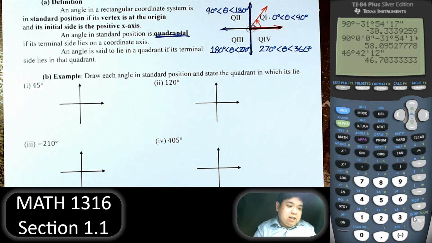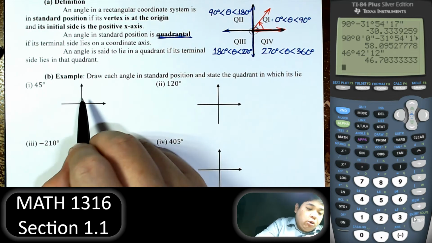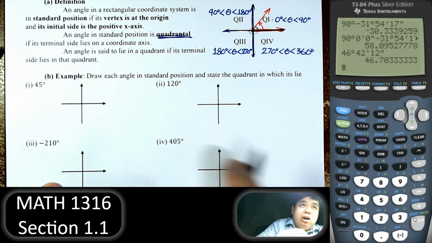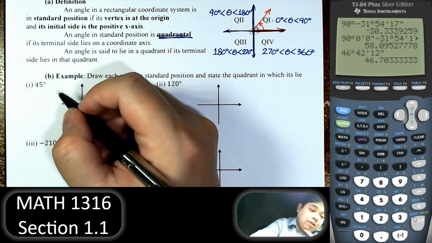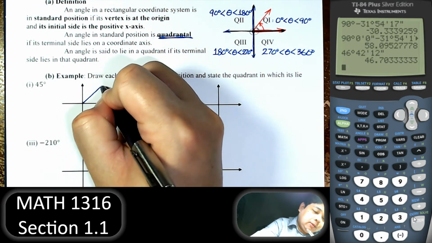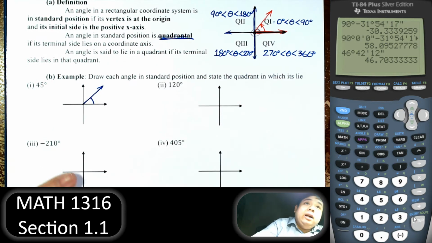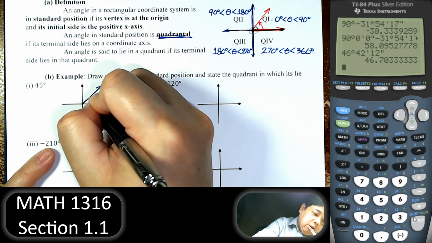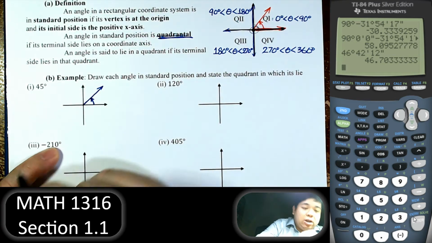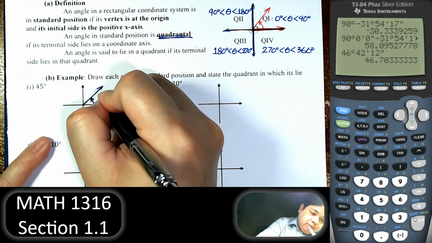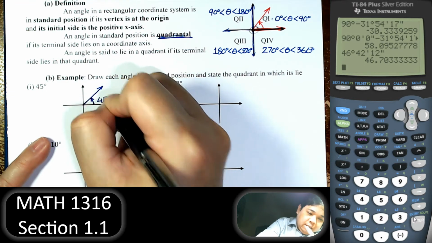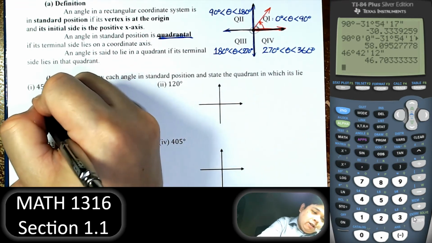Next, draw each angle in the standard position and state the quadrant that it is in. 45 degrees. We know 90 degrees is the right angle, so 45 degrees will be half of that. And we're going to say the direction is counterclockwise. So this is 45 degrees, and that is in quadrant 1.